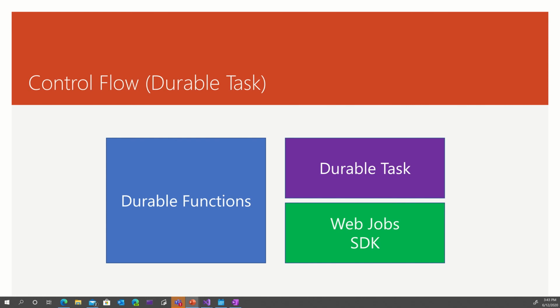The second video will introduce the control flow of the durable task. Durable Functions uses several parts. One is the durable function itself, which is an extension that uses the Durable Task Framework, and also the Azure Functions host. Inside of the Azure Functions host, Durable Functions uses the WebJobs SDK.